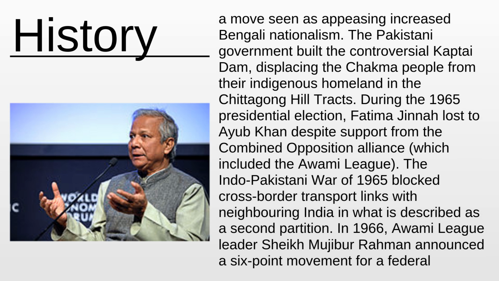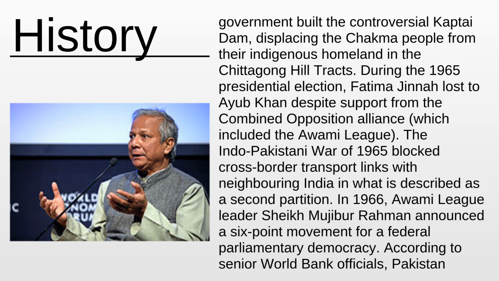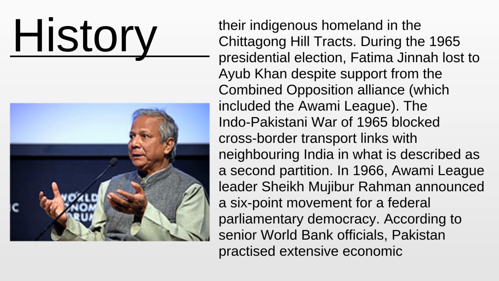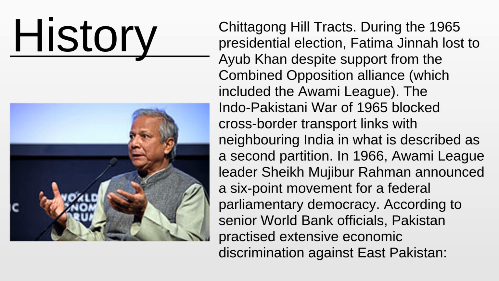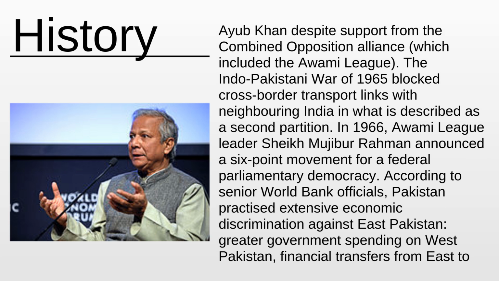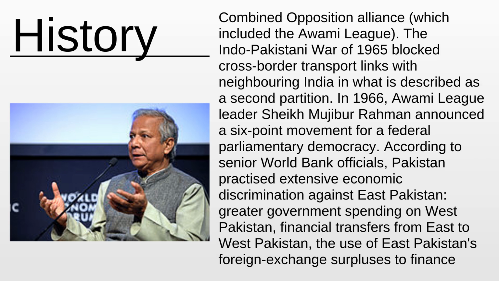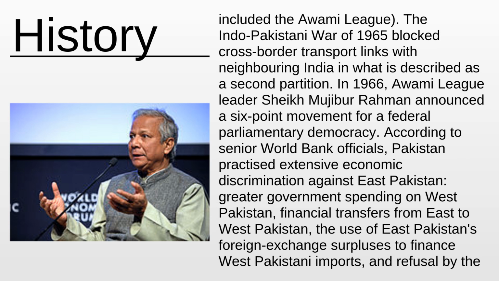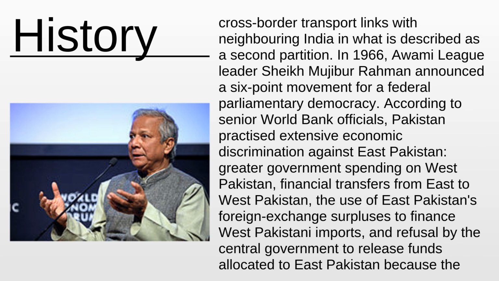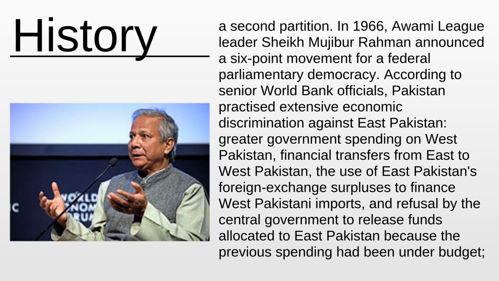The Pakistani government built the controversial Kaptai Dam, displacing the Chakma people from their indigenous homeland in the Chittagong Hill Tracts. During the 1965 presidential election, Fatima Jinnah lost to Ayub Khan despite support from the Combined Opposition Alliance, which included the Awami League. The Indo-Pakistani War of 1965 blocked cross-border transport links with neighboring India in what is described as a second partition. In 1966, Awami League leader Sheikh Mujibur Rahman announced a six-point movement for a federal parliamentary democracy.